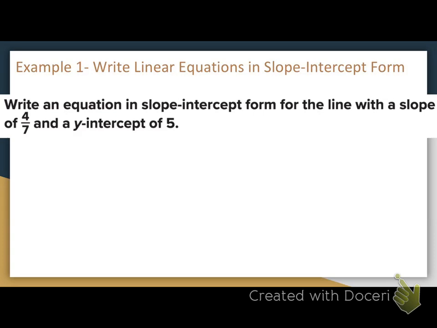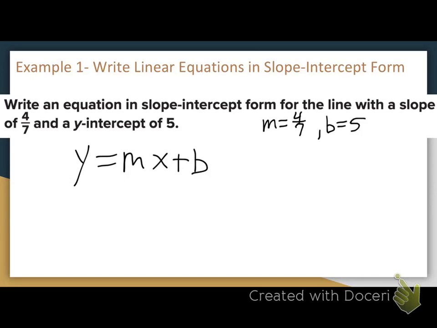Example 1. Write an equation in slope-intercept form for the line with a slope of 4/7 and a y-intercept of 5. What is slope-intercept form? y equals mx plus b. What information am I given about my equation? Slope of 4 over 7. What variable represents slope? M. What else am I given? Y-intercept of 5. What variable represents y-intercept? B.